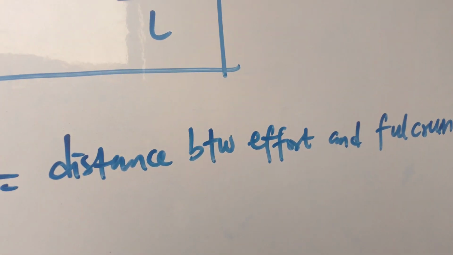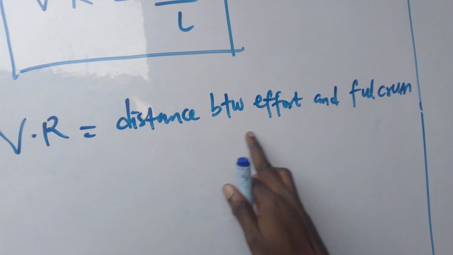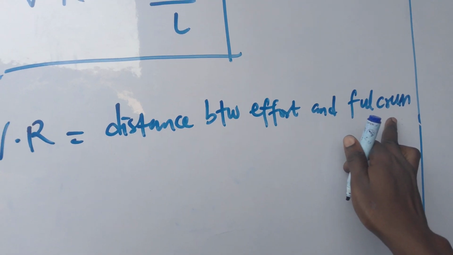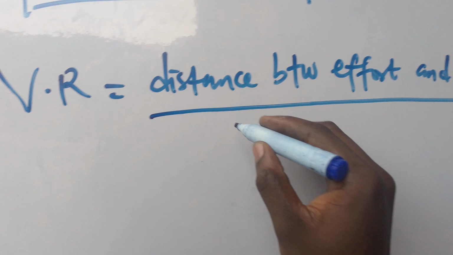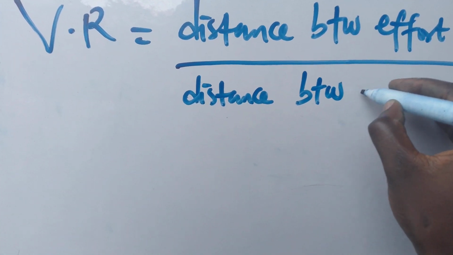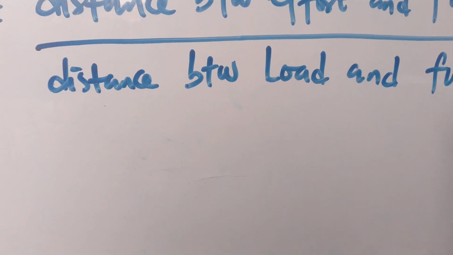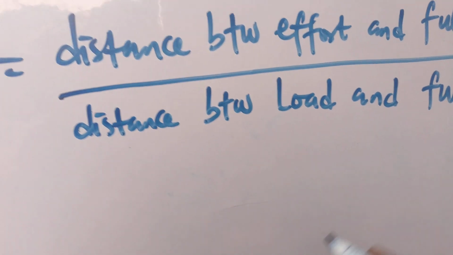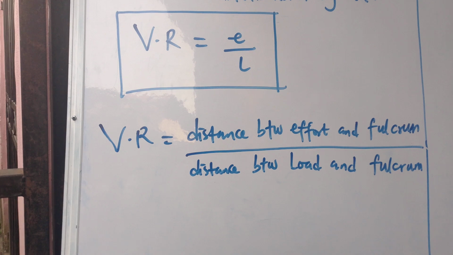The fulcrum is the balance point or the pivot of a system in equilibrium. This is the balance point, the fulcrum. So the velocity ratio is the distance between the effort and fulcrum over the distance between load and fulcrum.